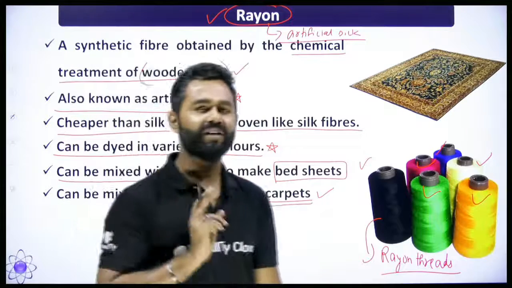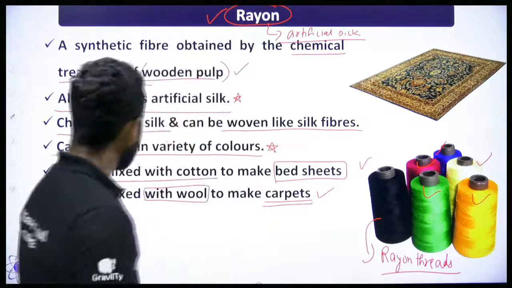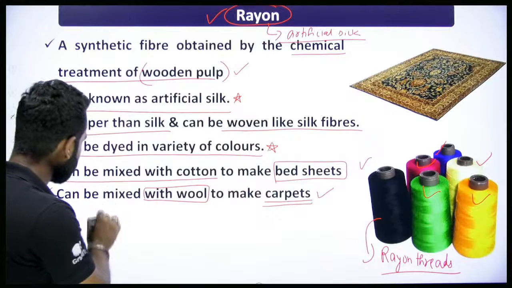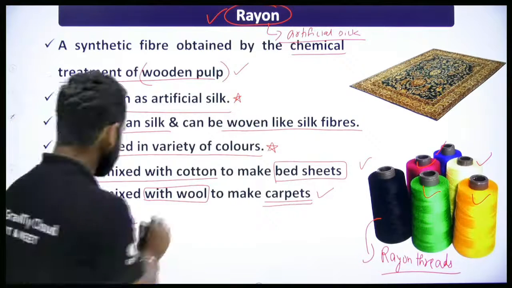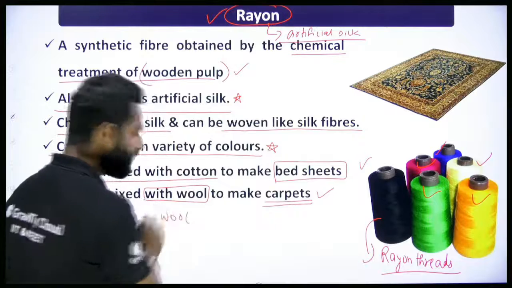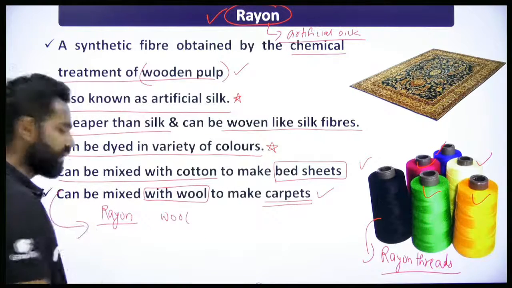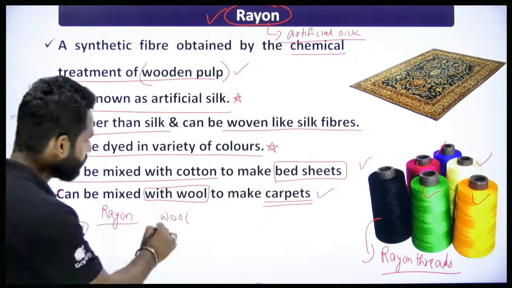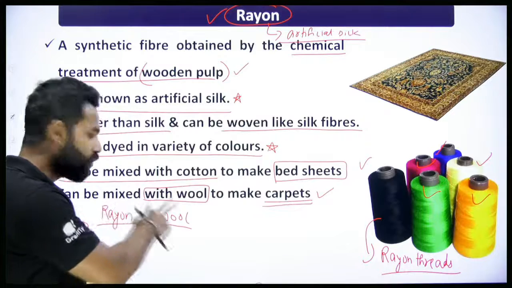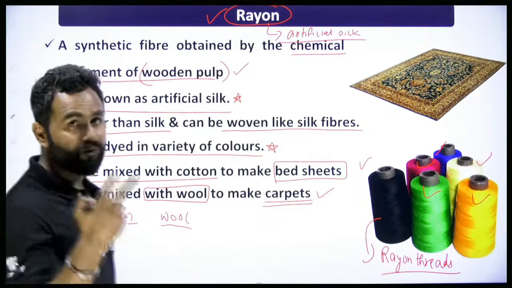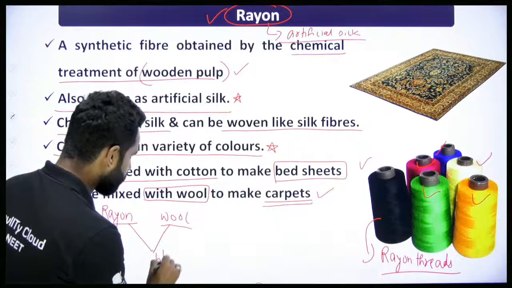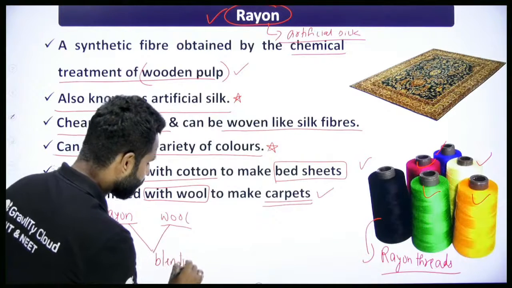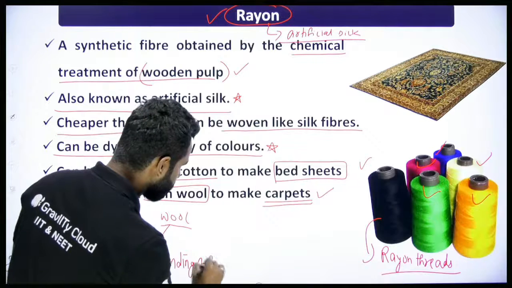Right? Basically what is happening here is we are mixing one fiber, that is rayon, with another fiber, that is wool. In this case, we are mixing rayon with the wool. Right? We are mixing two fibers. Whenever two fibers are mixed, it is called blending of fibers.